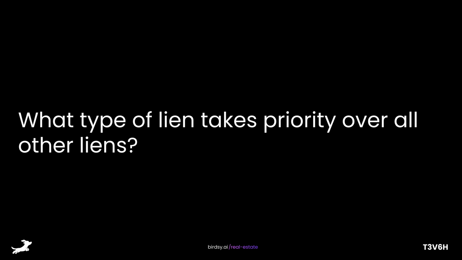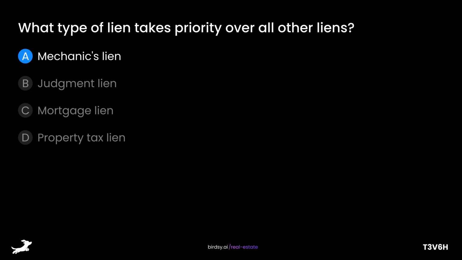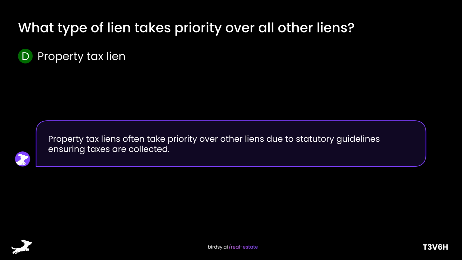covenants. What type of lien takes priority over all other liens? Is it A, mechanics lien, B, judgment lien, C, mortgage lien, or D, property tax lien? The answer is D. Property tax lien. Property tax liens often take priority over other liens due to statutory guidelines ensuring taxes are collected.